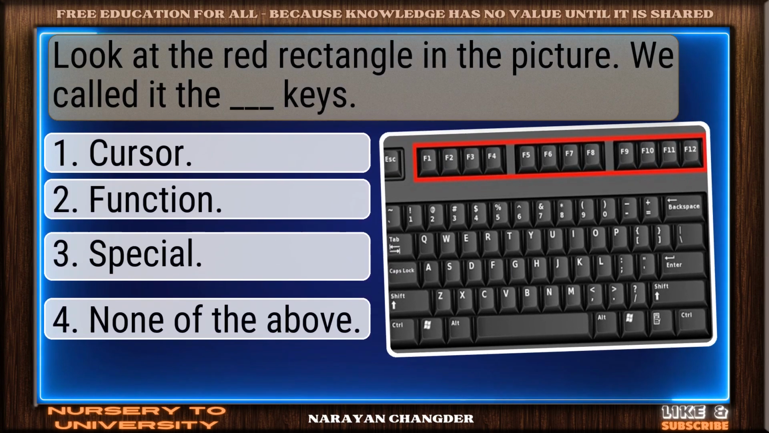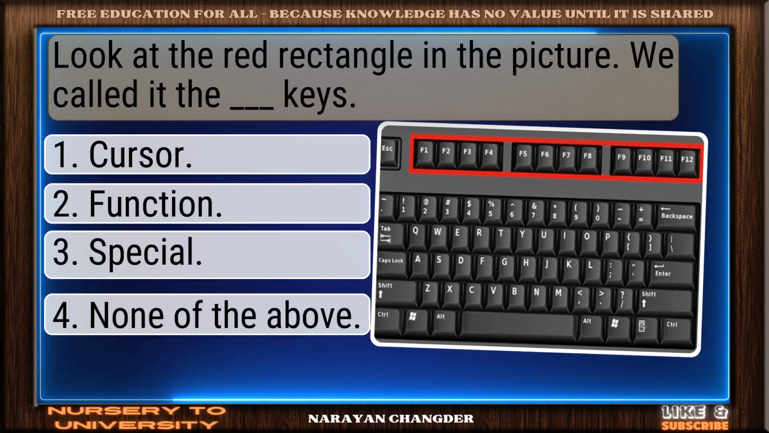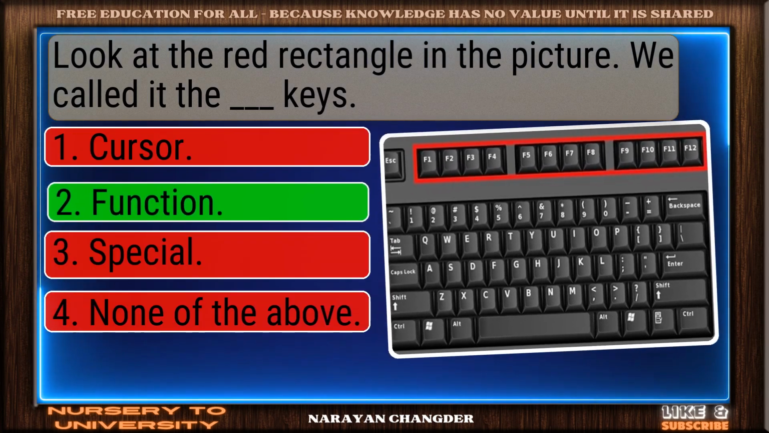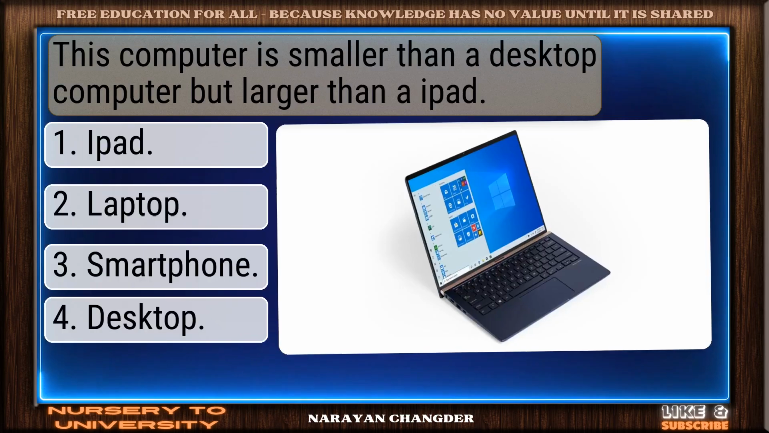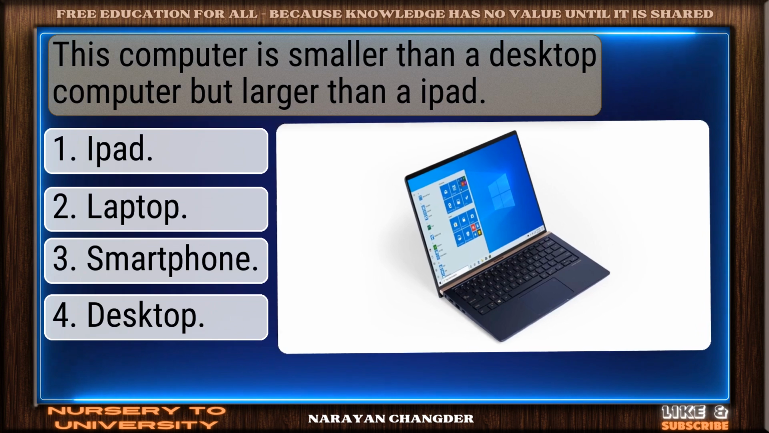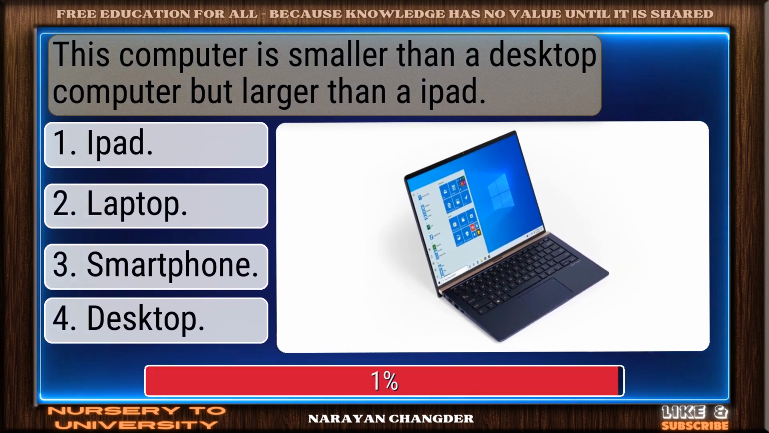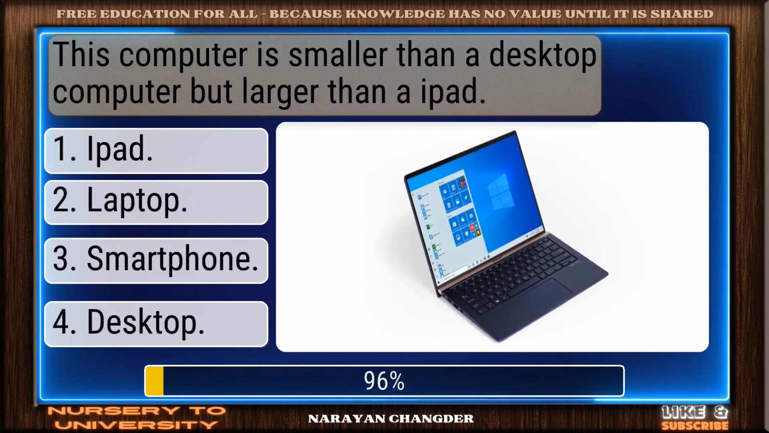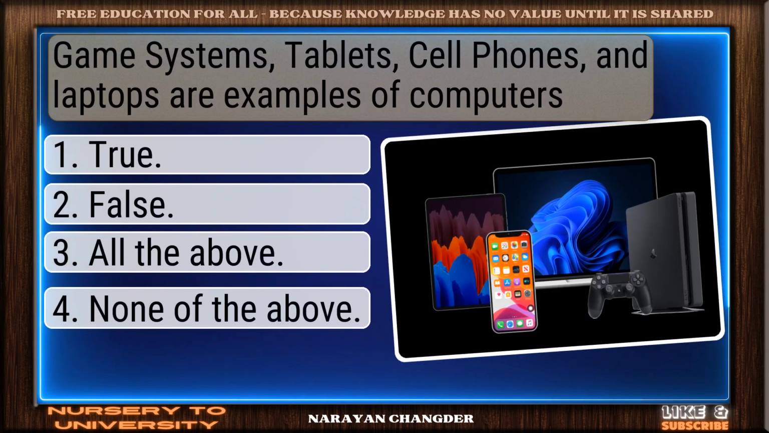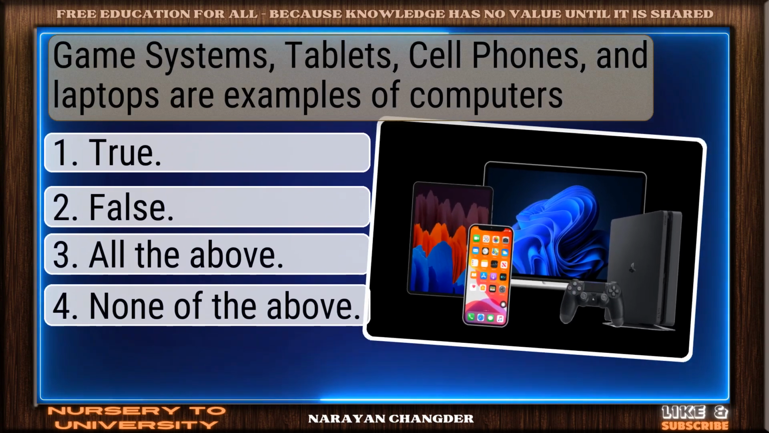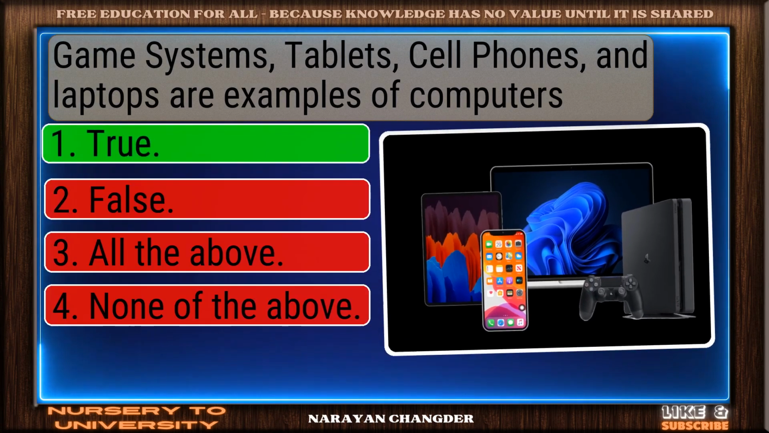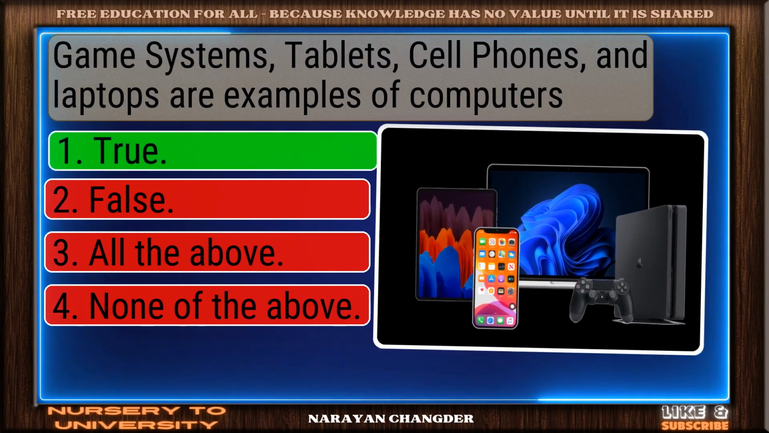Look at the red rectangle in the picture. We called it the dash keys. Great thinking. Function is right. This computer is smaller than a desktop computer, but larger than an iPad. Great job. Laptop is accurate. Game systems, tablets, cell phones, and laptops are examples of computers. Good thinking. True is right.